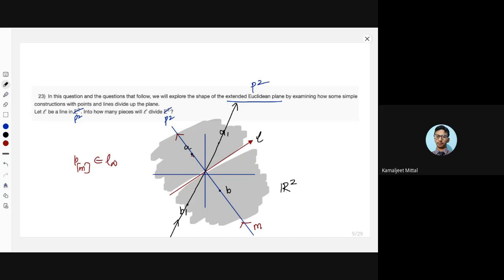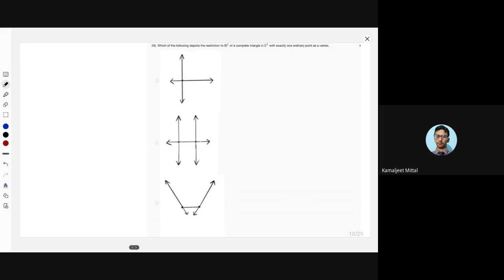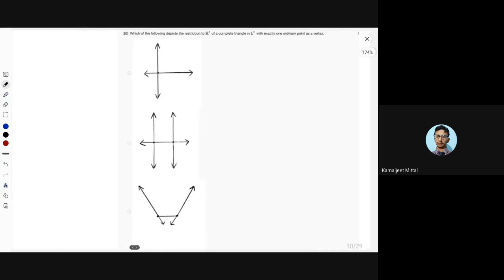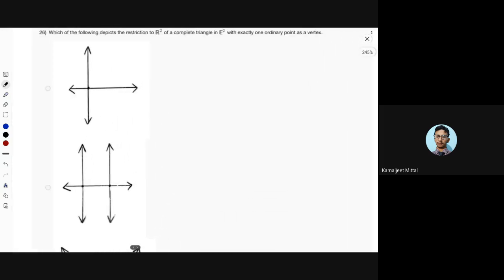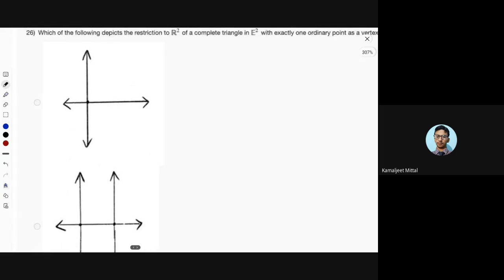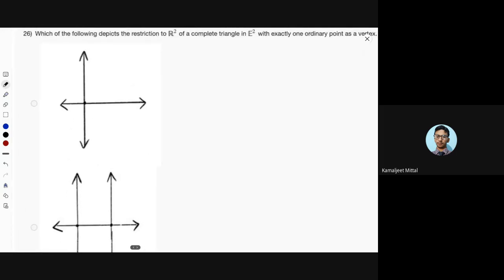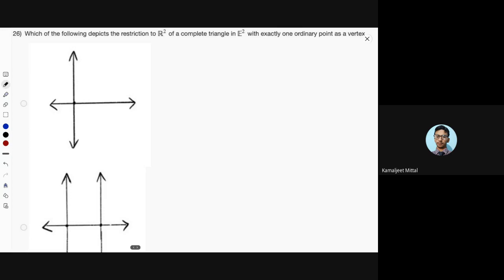Okay, I hope I have made sense to all of you. You got some understanding. If not, you can ask questions. Now let's come back to this question. I don't think you guys are able to see this question, so let me first zoom in a bit. So the question is, which of the following depicts the restriction to R2 of a complete triangle in E2 with exactly one ordinary point as a vertex?